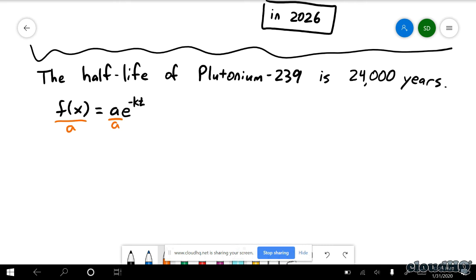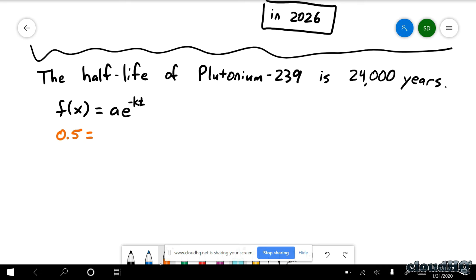If I'm talking about half-life, what is my final amount divided by the initial amount? It's half. If I started with 100, I end with 50. 50 divided by 100 is 1/2. Anytime you're dealing with half-life, we can put 1/2 there, and we divided away the A.